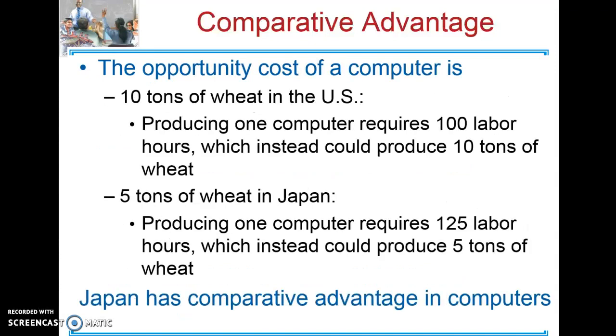So let's look at the opportunity cost of a computer. The opportunity cost of a computer is 10 tons of wheat in the US. So producing one computer requires 100 labor hours, which instead could produce 10 tons of wheat. In Japan, producing one computer requires 120 labor hours, which instead could be used to produce 5 tons of wheat. So Japan has a comparative advantage in computers because they have a lower opportunity cost in that good.